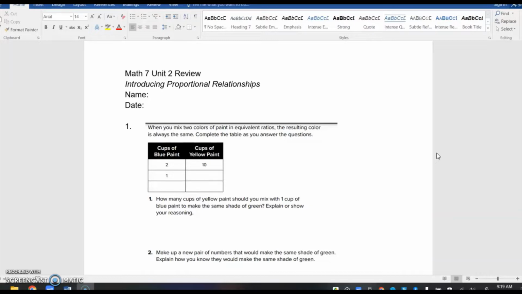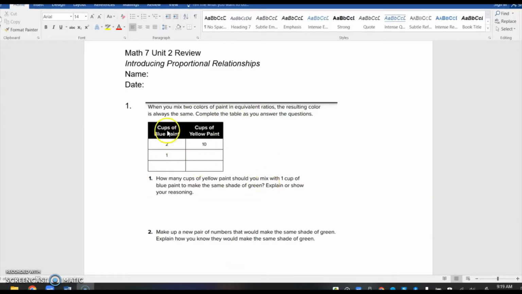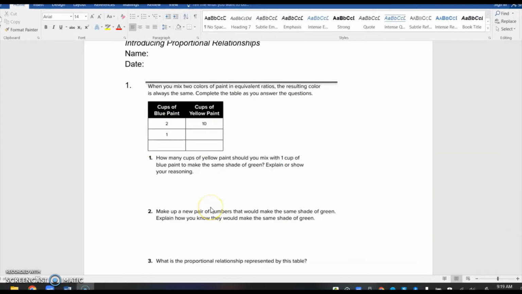Unit 2. All right, number 1 says when you mix two colors of paint in equivalent ratios, the resulting color is always the same. So again, I'm making equal ratios. Complete the table as you answer the questions. So we've got blue paint and yellow paint, and we've got this ratio of for every 2 cups of blue, I use 10 cups of yellow. Number 1 asks, how many cups of yellow paint should you mix with 1 cup of blue paint to make the same shade of green? And explain your answer. Okay.